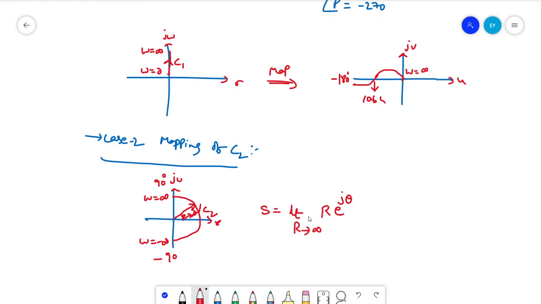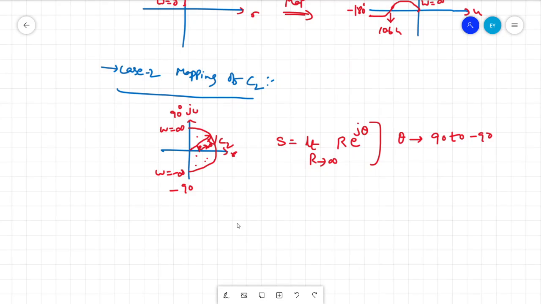Okay, so for any value of S in the right half of the S plane, you can consider any point here. If you take any point, this function will give the solution, right? Since it is going till infinity, we are considering R tends to infinity and angle theta tends from 90 to minus 90. Why? Because it is starting at minus infinity where it is contributing 90 degrees, and it is going to minus 90, it is contributing minus 90. Okay, this is the function.